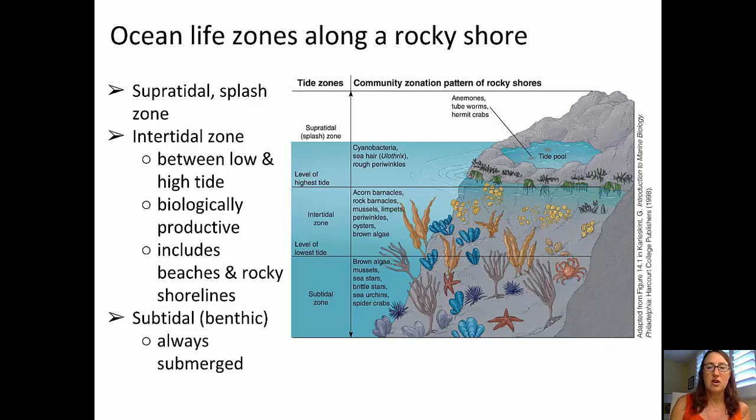And then the intertidal zone, which is submerged at high tide and may not be submerged at low tide. And in this area, there will be some things like mussels and oysters and some brown algae, maybe some barnacles living. And then the subtidal zone, which is the benthic environment, which is always submerged. And then in this area, you might see sea stars, brittle stars, sea urchins, and spider crabs.